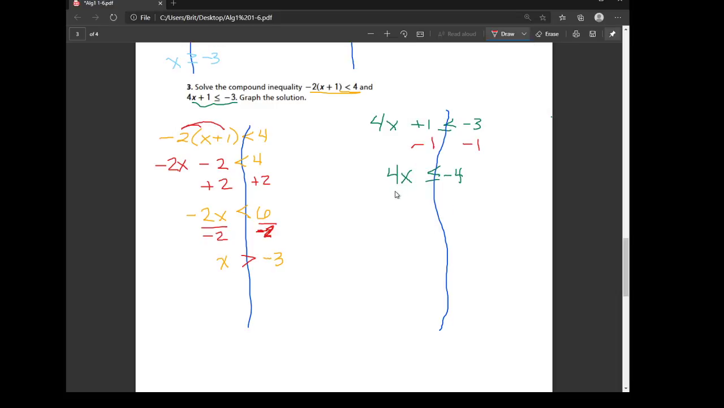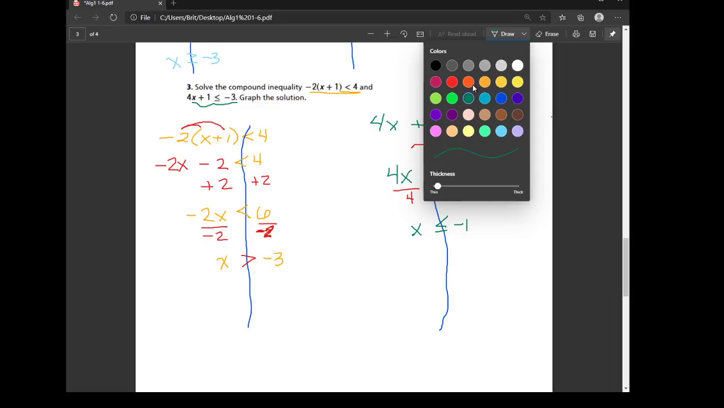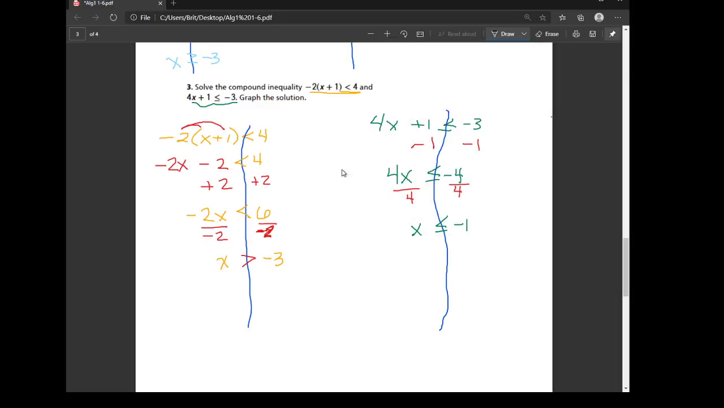My number and letter squished together, that's multiplication. So the inverse operation is division, so I'm dividing by 4. So I get x is less than or equal to negative 1. So now I'm going to go to my number line. Okay, I'm going to want some numbers around negative 3 and negative 1.